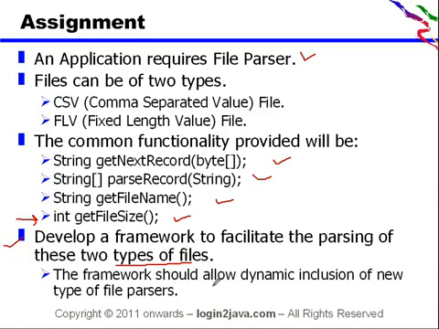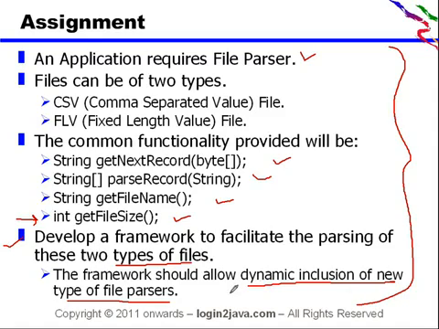And the second requirement is the framework should allow dynamic inclusion of a new type of file parser. What does this mean is, suppose you want to parse an Excel file. Then you just need to create a concrete implementation for parsing the Excel file, implementing the common interface. That's all. So dynamic inclusion should be there. So this can be a component for parsing files, and this can be a good exercise to practice factory method, singleton, interface, and abstract superclass. All four patterns you can practice in this particular assignment.